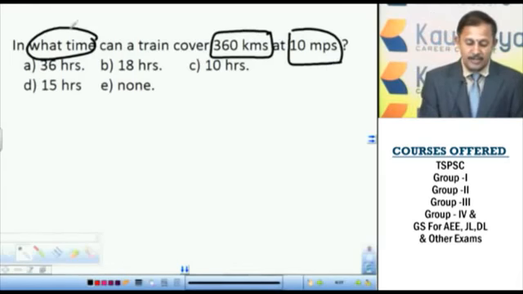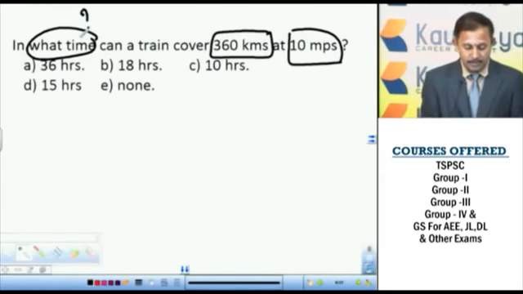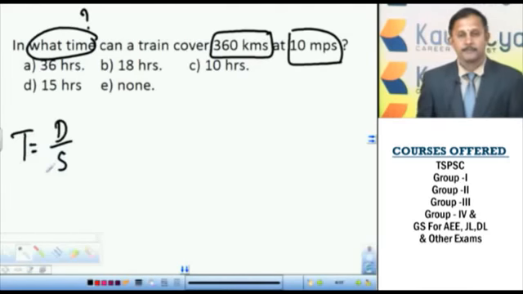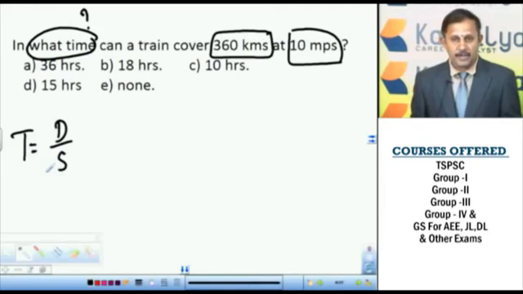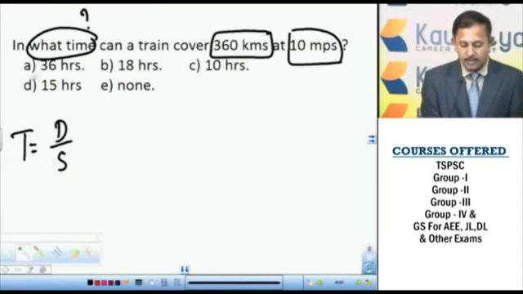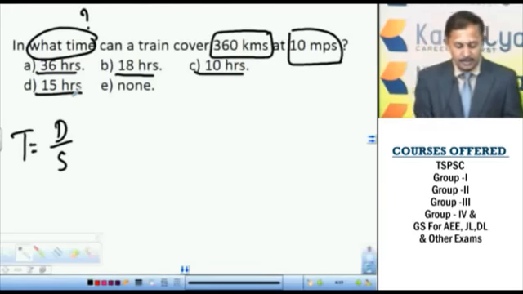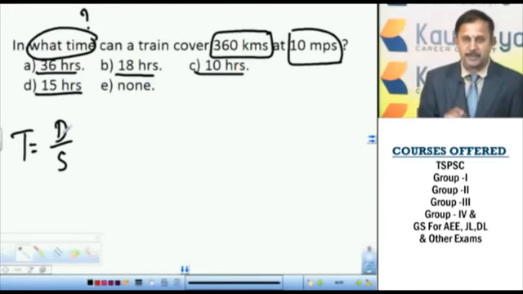Here we have to calculate the time period. The formula for a time period is distance by speed. But if you observe all the options available, all the options are given in terms of hours. So we are interested in finding the time period, that too in hours, right?